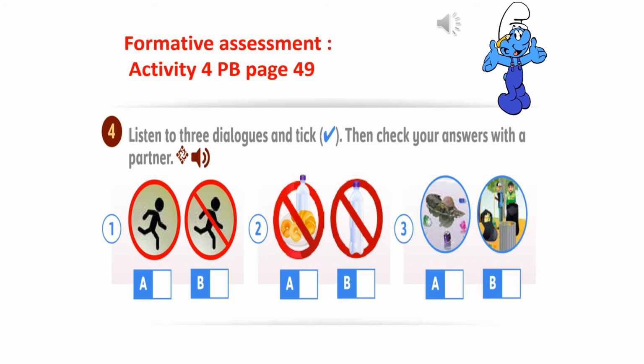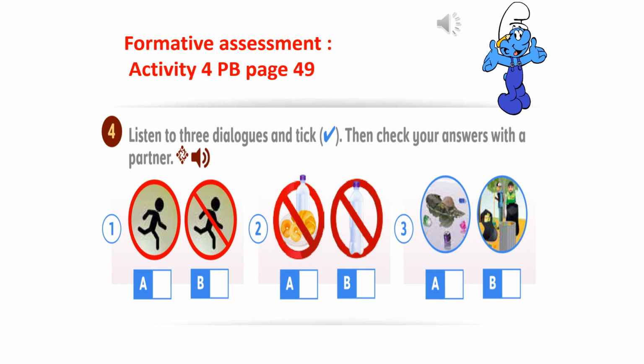Okay. Now we come to do formative assessment. Listen to the 3 dialogues and the text, and then choose your answer. Okay? Listen to 3 dialogues and tick. Then check your answers with a partner.